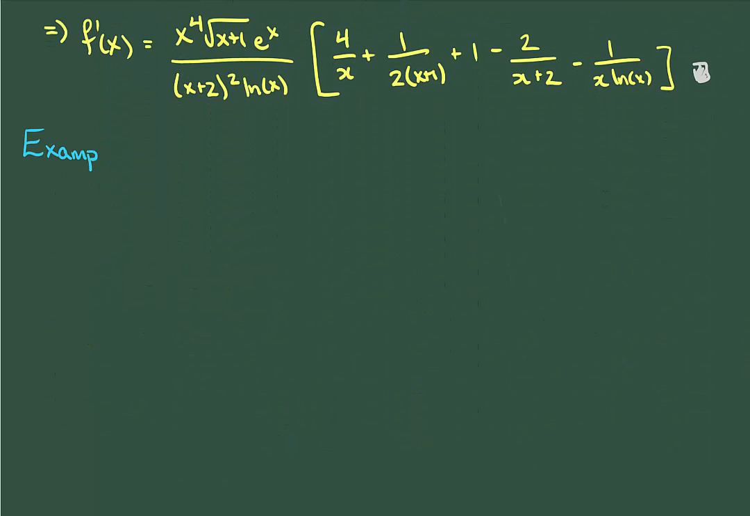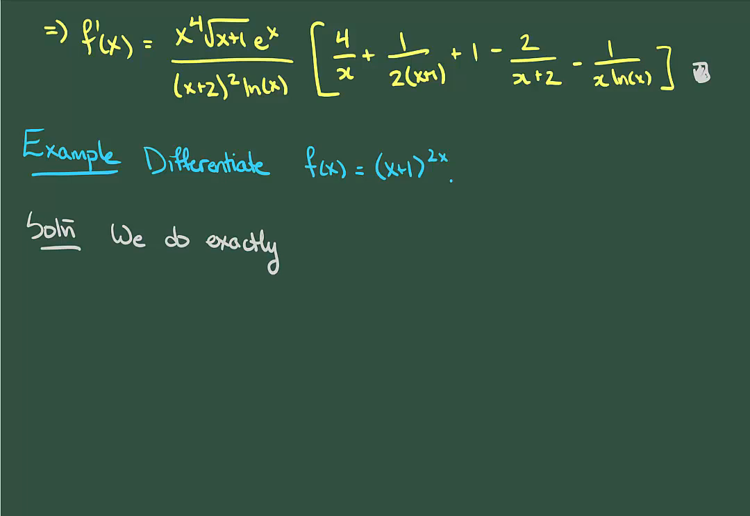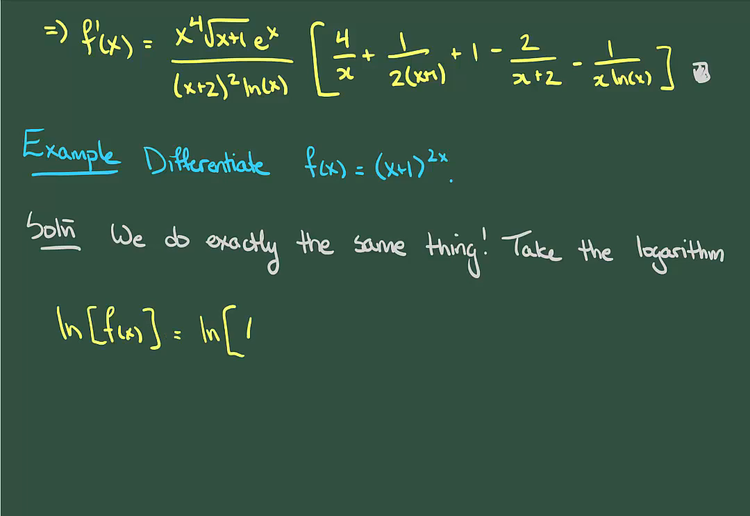Next up, let's try one of those exponential problems. Let's differentiate x plus 1 to the power of 2x. So it turns out we're going to do exactly the same thing as we did in the previous example. We start by taking the logarithm of both sides, again remembering the ln f of x term on the left, and simplifying as much as possible.